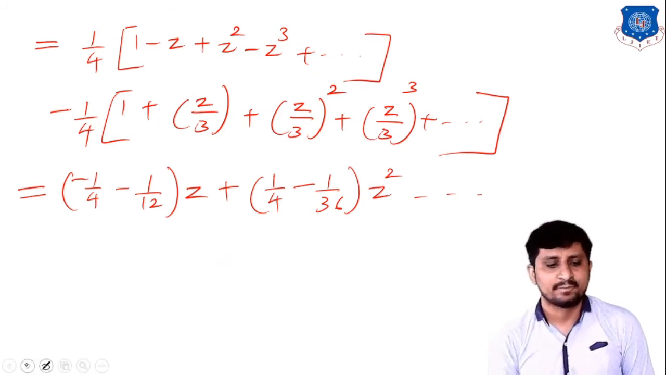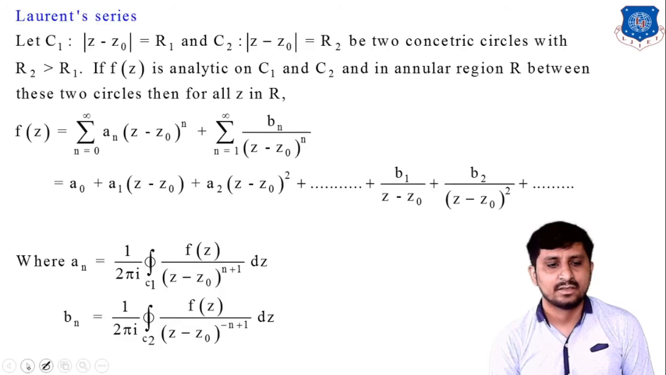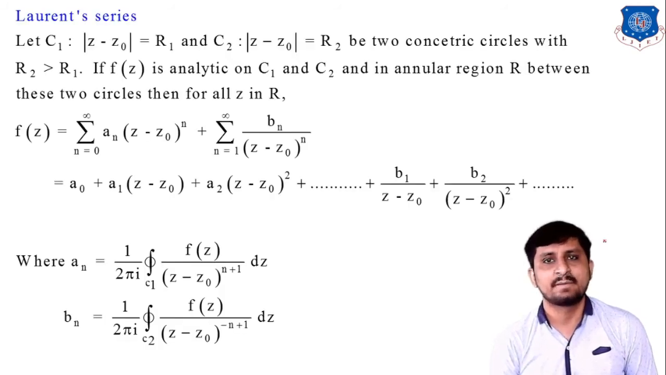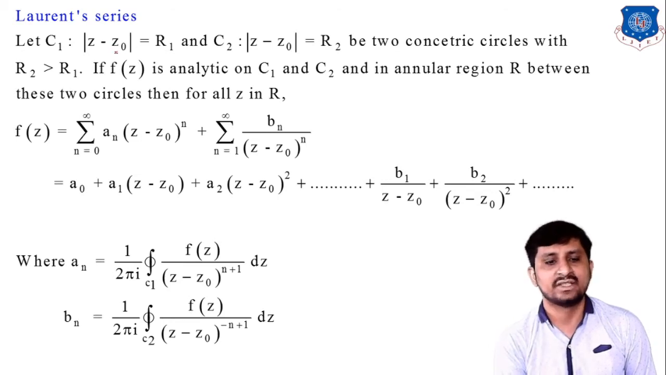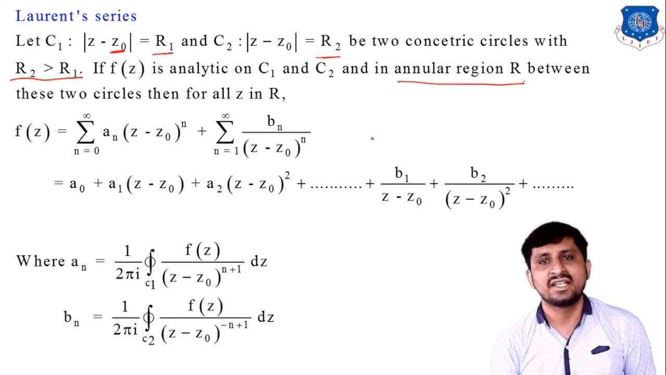Right, now the next concept is Laurent series. Now, very important concept. We have two concentric circles C1 and C2 with the center z0, C1 with the radius R1 and C2 with the radius R2. Concentric circles means there are two circles with the same center, with R2 greater than R1. If f of z is analytic on C1 and C2 and in the annular region R. Annular region means the region between these two concentric circles.